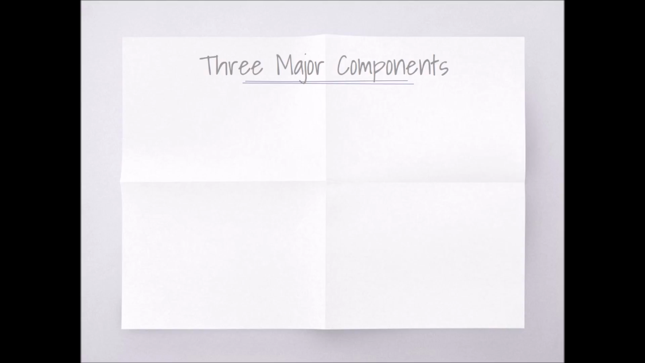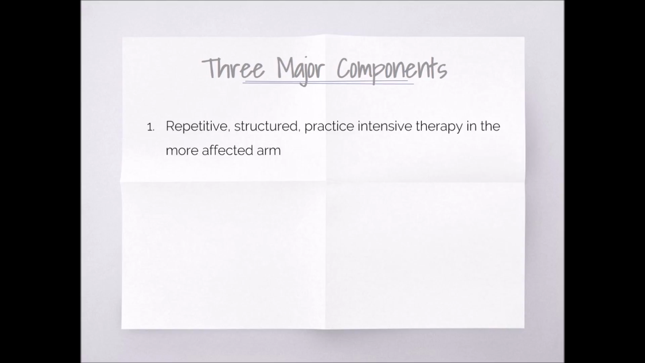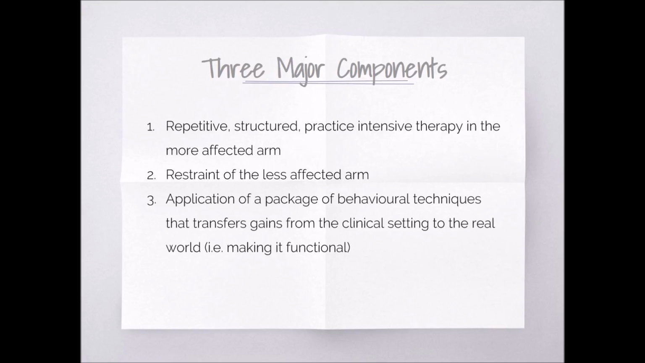Constraint-induced movement therapy has three major components. Number 1. Repetitive, structured, practice-intensive therapy in the more affected arm. Number 2. Restraint of the less affected arm. And number 3. Application of a package of behavioral techniques that transfers gains from the clinical setting to the real world, i.e. making it functional.